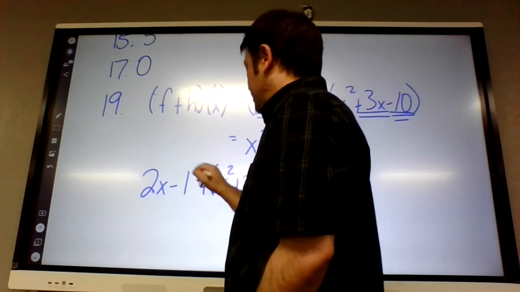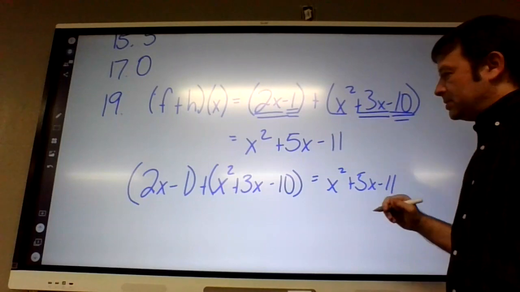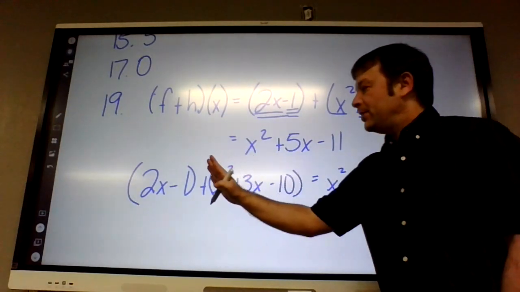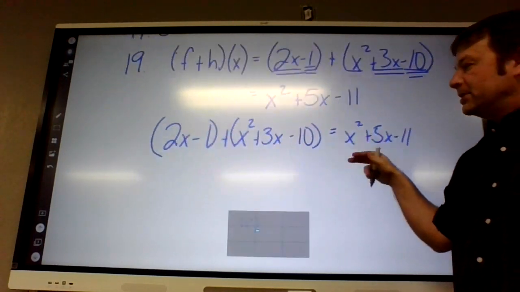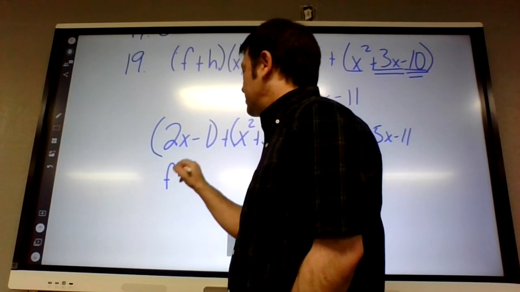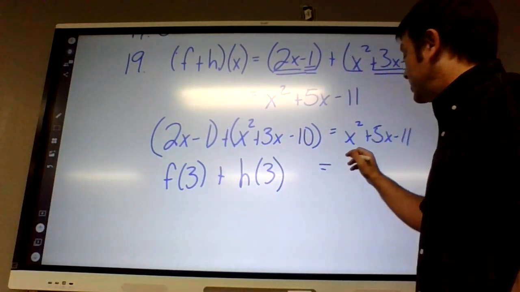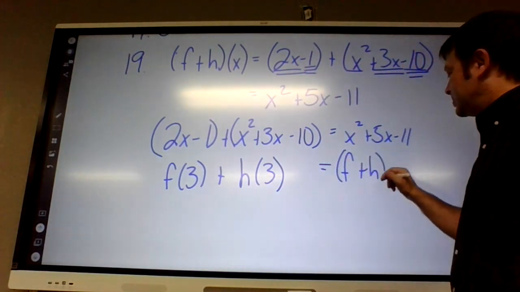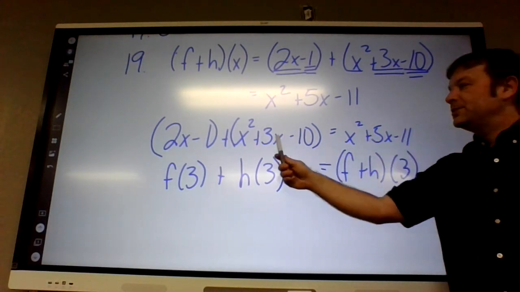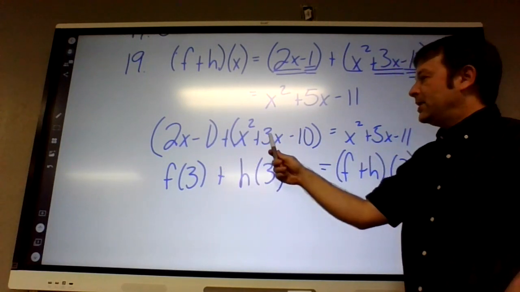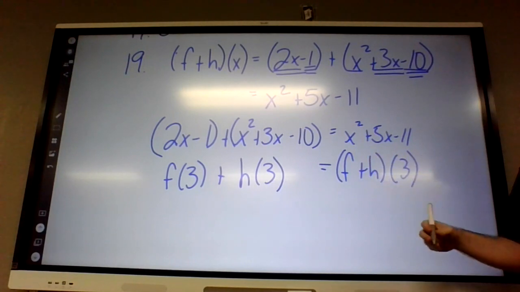Okay, what they wanted you to show on B is that if you plug in an x value over here and over here, they're still equal. Like, these two things are equal. Does f of 3 plus h of 3, is that the same thing as f plus h of 3? This is the simplified version of those two added together. If I plug in 3 here and here and add them together, is that the same thing as plugging 3 into the simplified answer? And it should be yes.